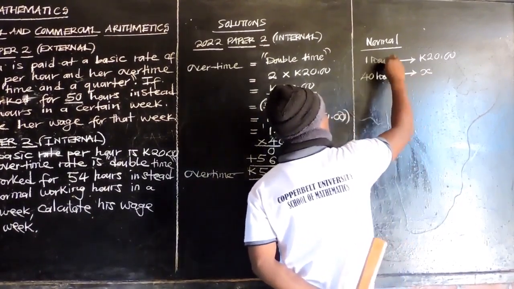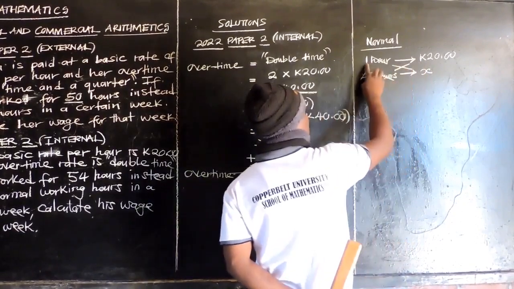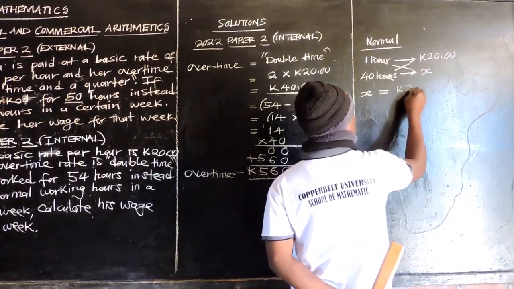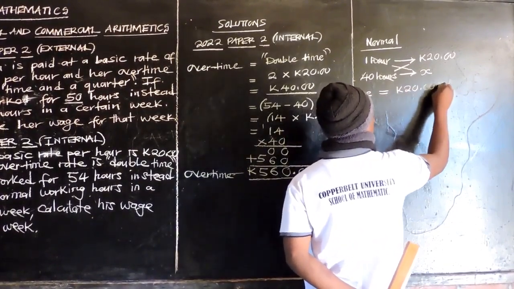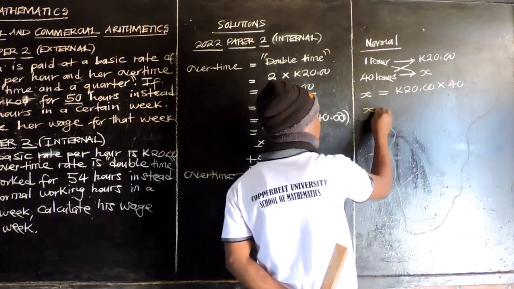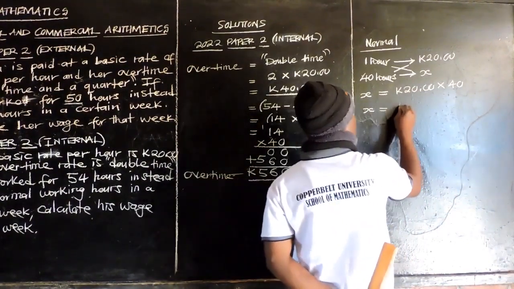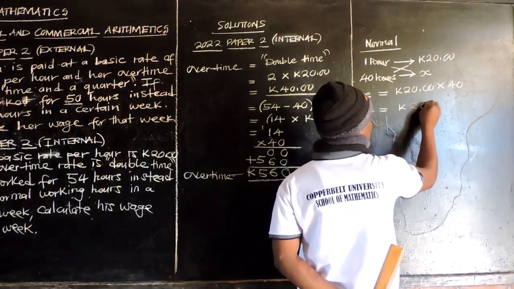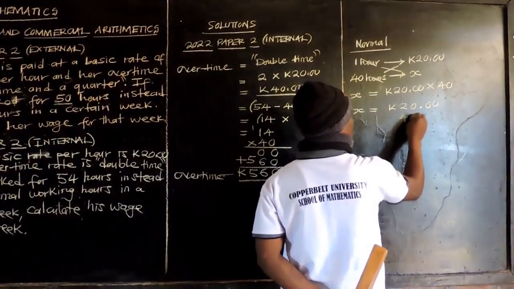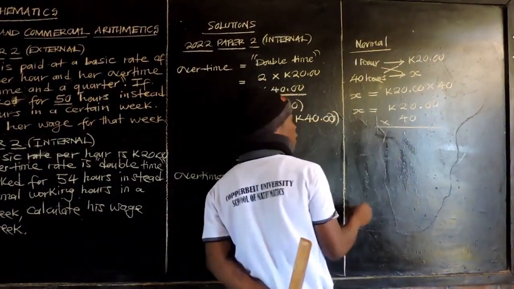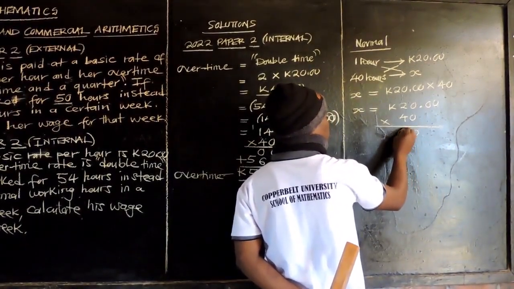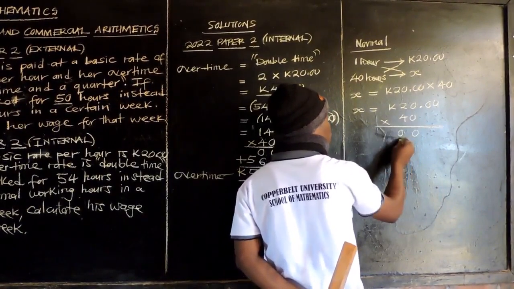So you can cross multiply and say 1 times x gives x is equal to 20 kwacha multiplied by 40. Is it okay? So we can say x is equal to 20 kwacha times 40. So we can do this. You now multiply and say 0 times 0, 0. 0 times 2, 0. You now move on and multiply 4 times 0, 0.